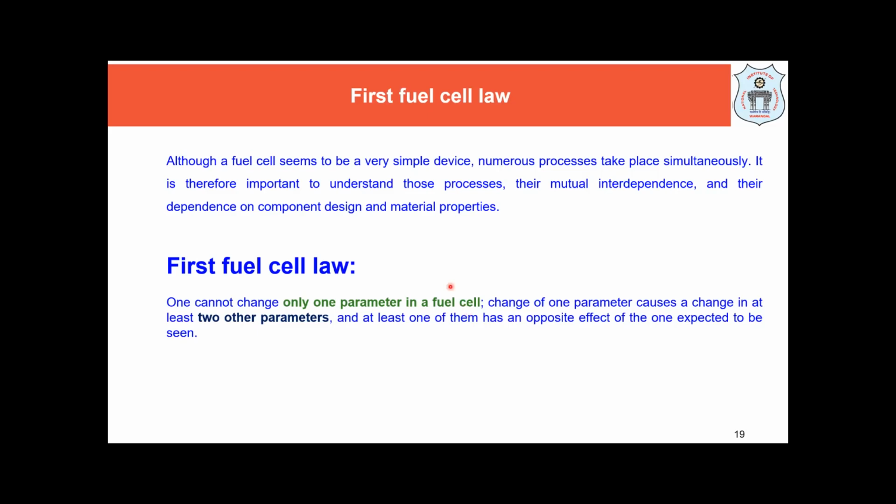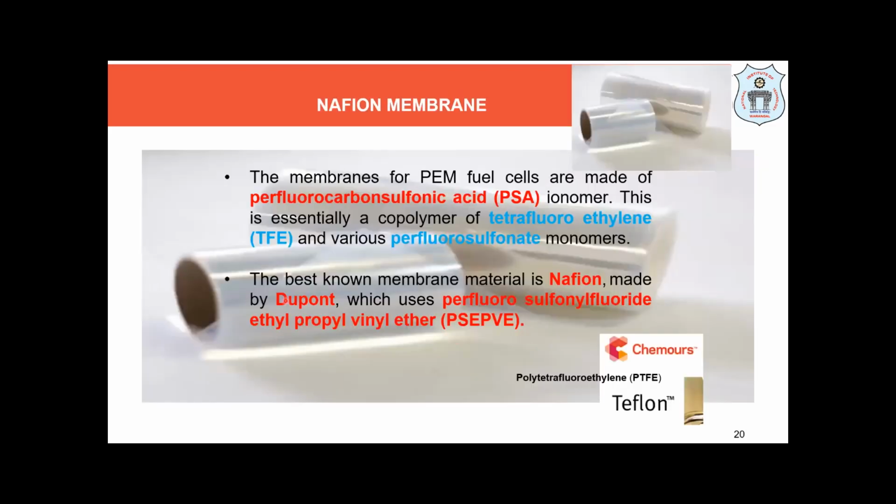So when you are changing something, that is the first fuel cell law we should know. We cannot change only one parameter. If you change one parameter, it will have an impact on two other parameters, out of which one is going to be a negative one. That is the opposite effect we are going to have.